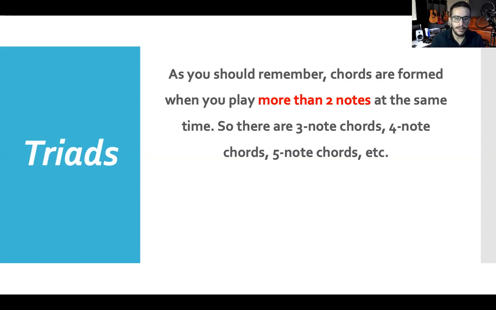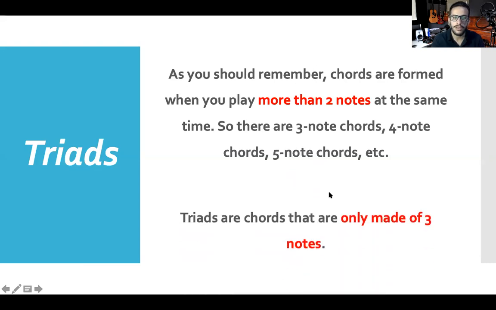Now, triads are very specific types of chords that are only made out of 3 notes. So every time you play a chord made of 3 notes, that chord is called a triad. Okay, as you can see in the name triad, you have the tri, tri, that means 3. So triads are chords made of only 3 notes.